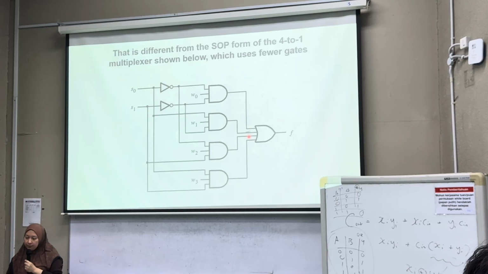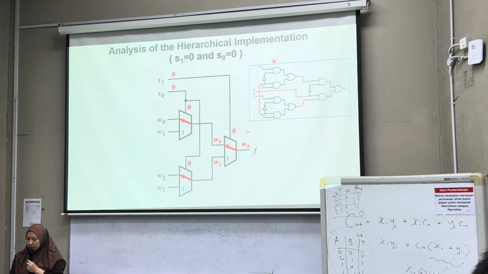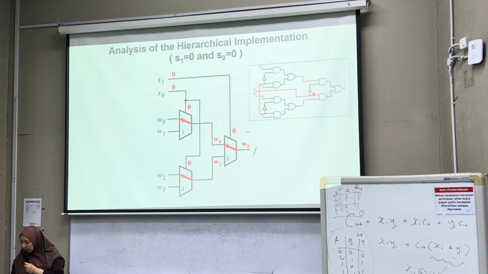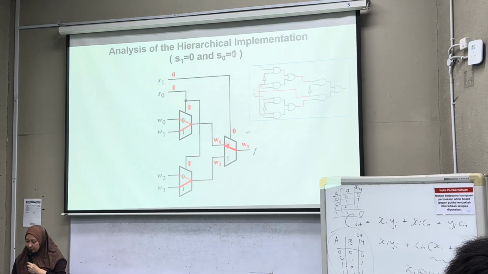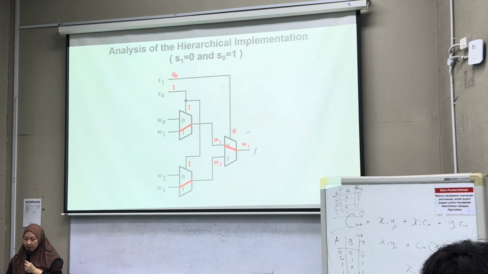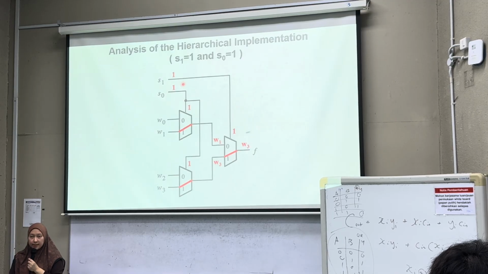This is different from the SOP form of the 4 to 1 mux video, which uses fewer gates. So this is showing it graphically. Remember, this is the picture I showed you just now. Here, when S1 is 0, S0 is 0, you have F equals W0. When S1 is 0, S0 is 1, you've got F equals W1, and so on. Alright, so that's the 4 to 1 mux.